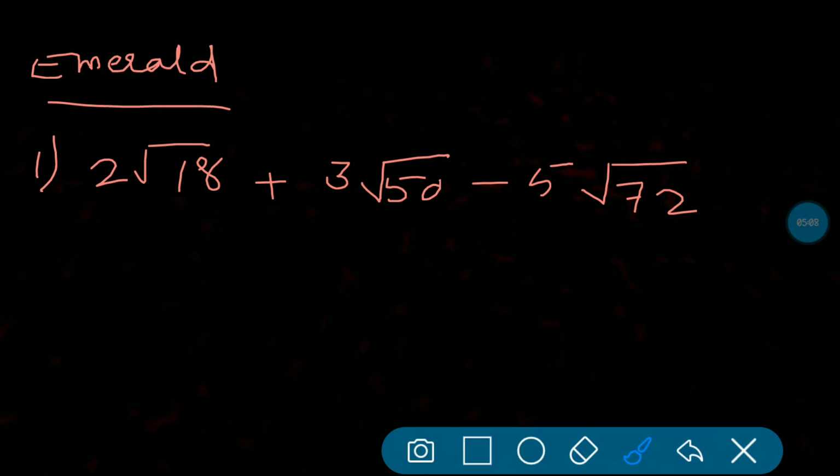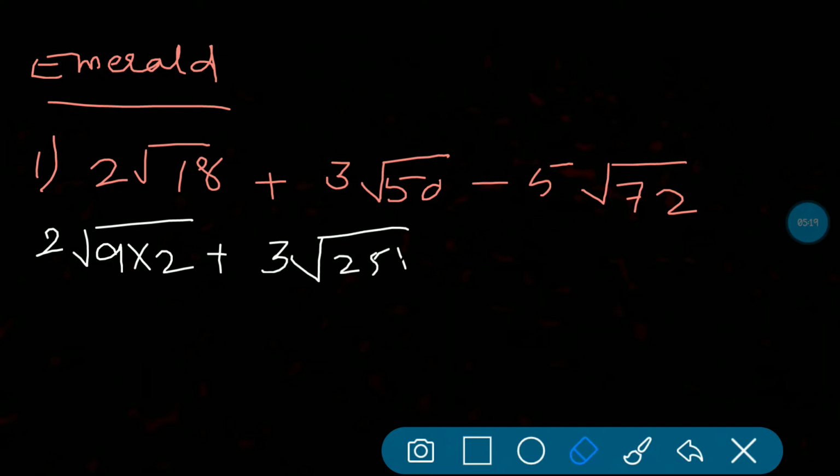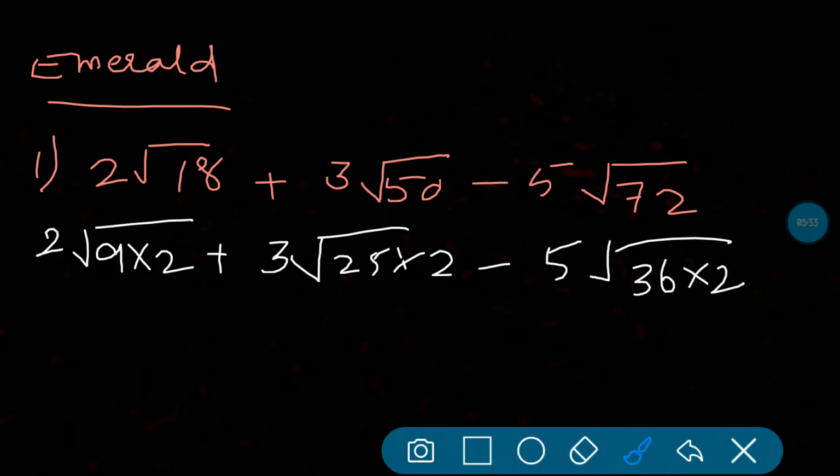So let's start. Now 18 can be written as 9 into 2, and 50 can be written as 25 into 2. And 72 can be written as 36 into 2. Right, now until here I hope it is clear to you. Now what we are going to do, in a similar way to how we did before, is take common. What will you take common? 2 into 3.